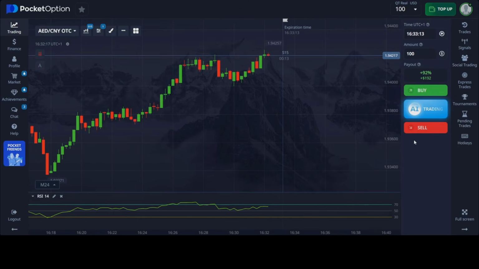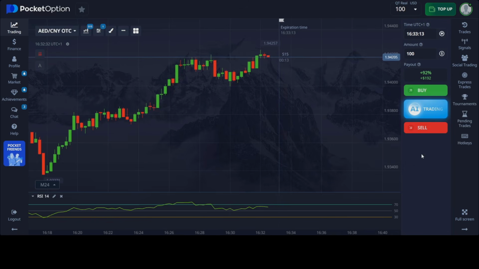Hi everyone, my name is Igor and today we're going to manually grow a $100 deposit. No bots, just hard trading. Analysis on TradingView and entries on Pocket Option. I'll show you how I find entry points, recover losses and aim for profit. Let's go.